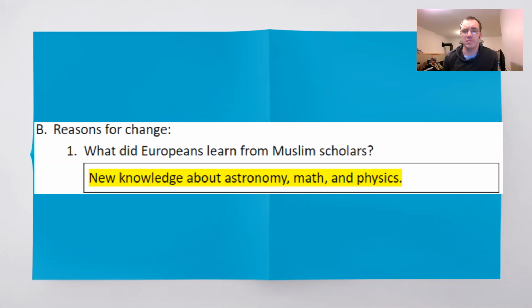Muslims in the Middle East and Asia had some amazing ideas. They had ideas about astronomy and math and physics that were way beyond what Europeans had at the time. And as these ideas come in, the scientists in Europe eat them up and they blend these ideas together with new technology to get some new ideas.